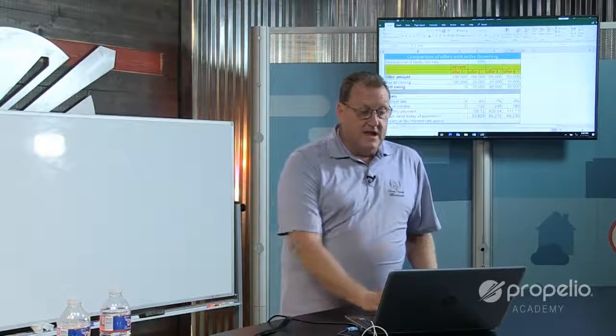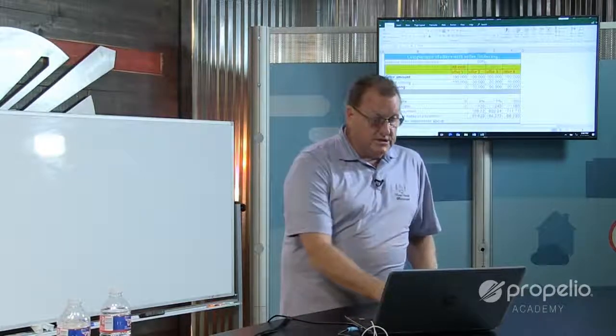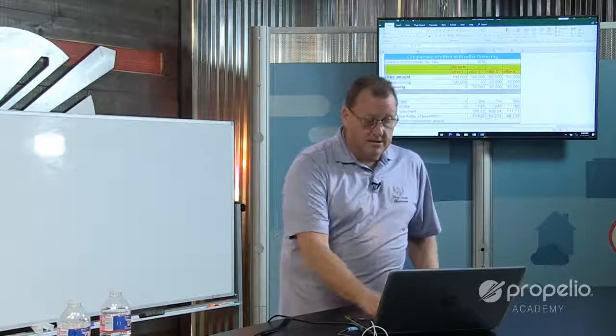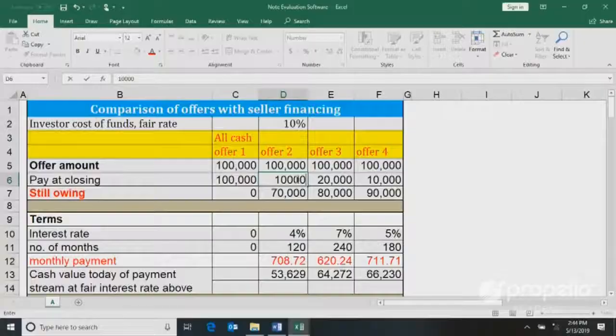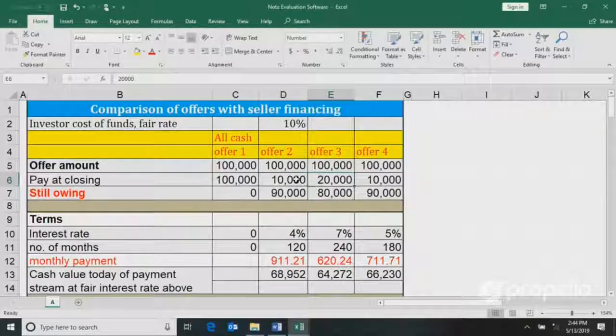Cash, $100,000. Second offer, $100,000 with, I'm going to change this to 10% down, so $10,000. And then I'm going to leave that at 20, and I'm going to change this to say 30% down. Now, I know some of you out there are saying, no, nobody's got that kind of money. Nobody's going to put that kind of down payment. I've never seen that before in my area.